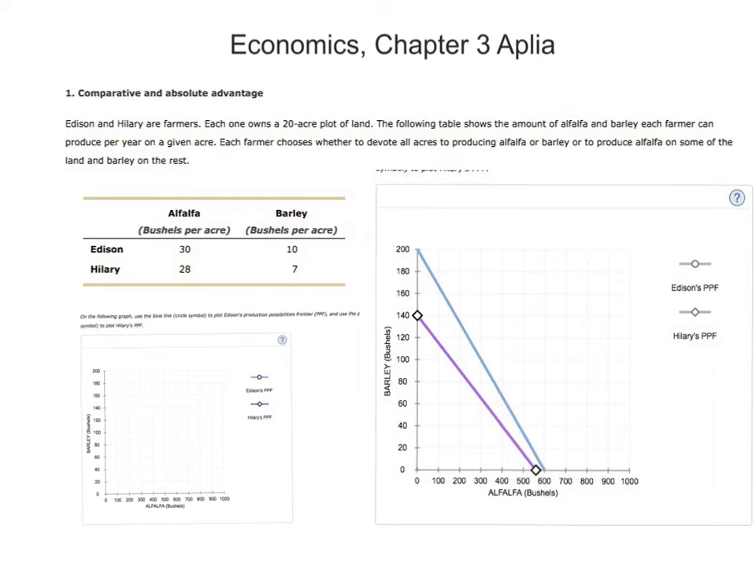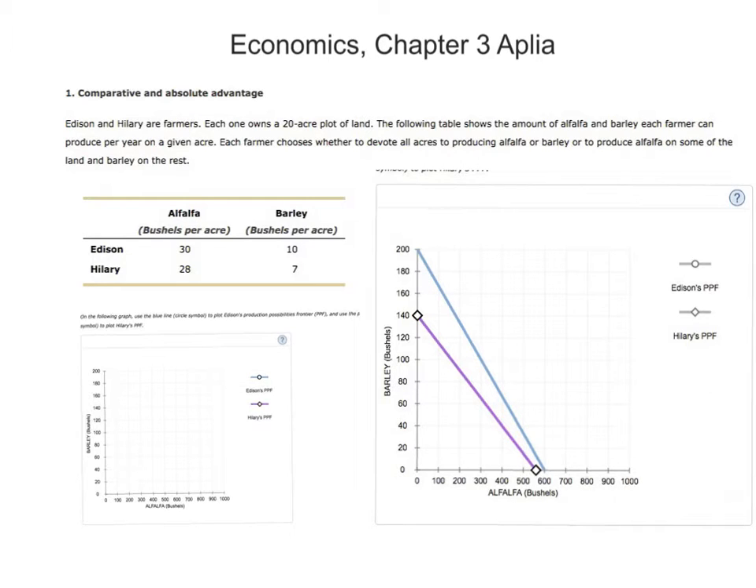Here, question 1 is about comparative and absolute advantage. Edison and Hillary are farmers. Each one owns a 20-acre plot of land. The table shows the amount of alfalfa and barley each farmer can produce per year on a given acre. They have to decide which acres to use for alfalfa and which acres to use for barley. Who's going to produce which?